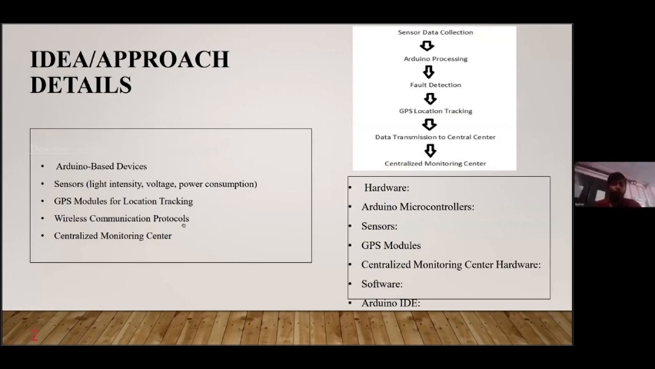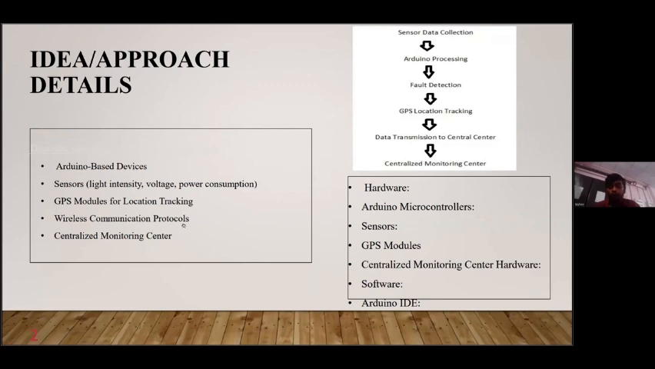The components which we are going to use in this project are Arduino based devices and sensors like LDR. LDR is used to check whether the light is working or not, and the GPS module is for locating the exact location where the fault has been detected. The wireless communication protocols are just for transmitting the data which is collected by the sensor and the Arduino to the centralized monitoring system.